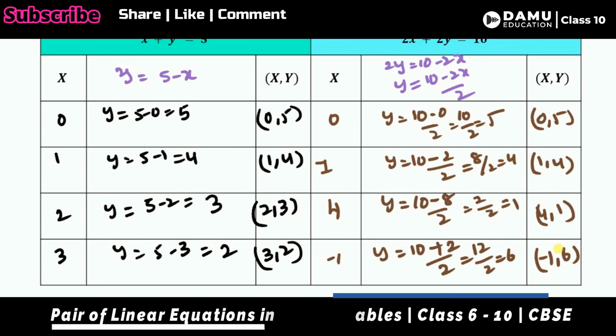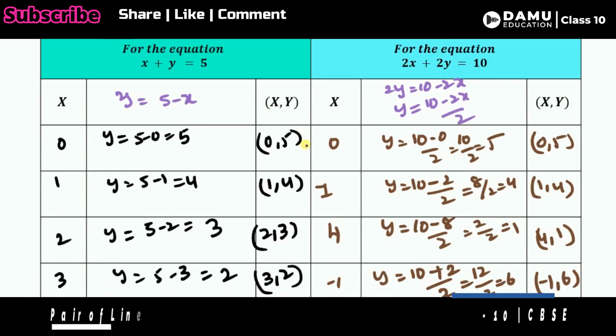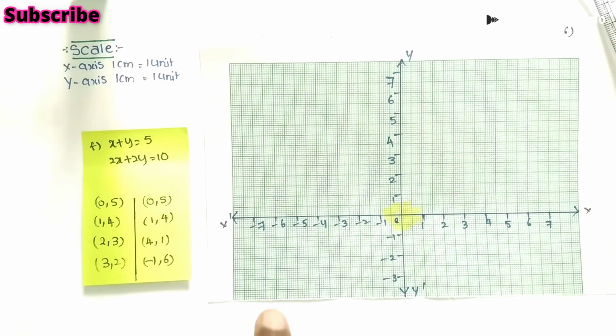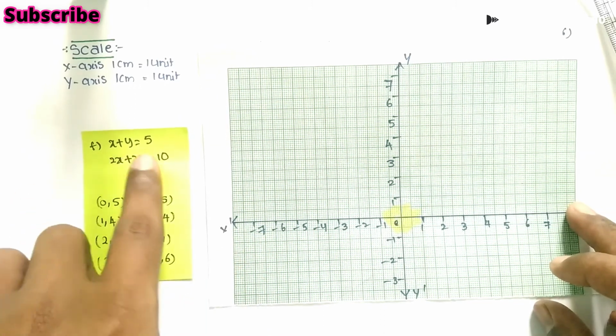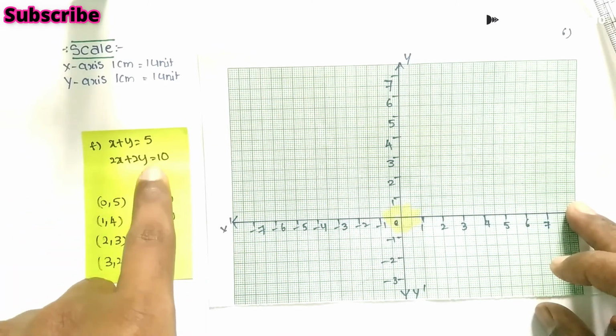Let's see our graph equation. So these are the equations and these are the solutions. Let's draw the graph now. Let's construct lines for the given equations. So for this, x plus y will be equal to 5, then 2x plus 2y equal to 10.